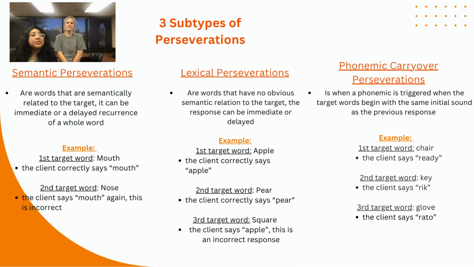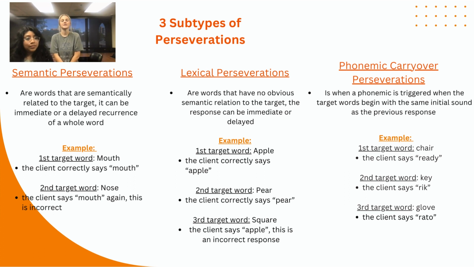The last one is phonemic carryover. This is when a phonemic error is triggered when the target word begins with the same initial sound as the previous response. You can see as an example that the first target word is chair and the client says ready. The second word is key and the client says reek. And then the third target word is glove and the client says rato.